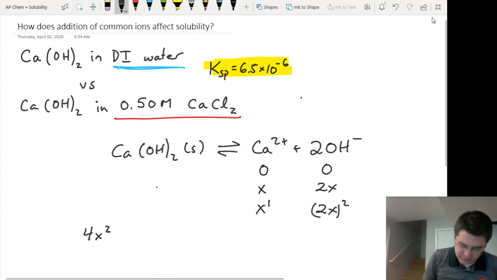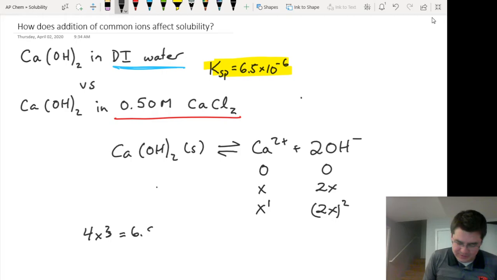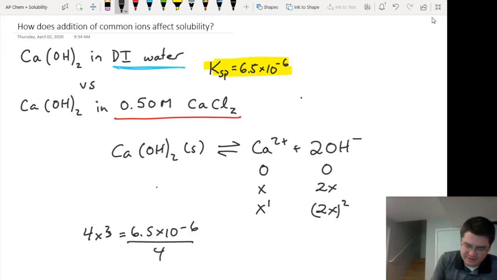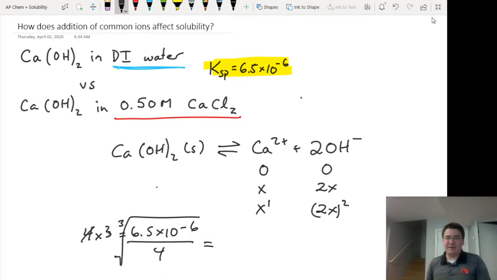So, 4x cubed, sorry, that's what you guys were saying, equals 6.5 times 10 to the minus 6. So divide by 4, take the cube root. Could somebody do that?